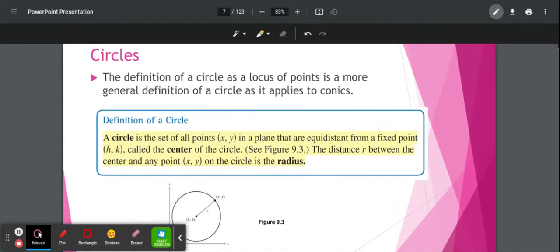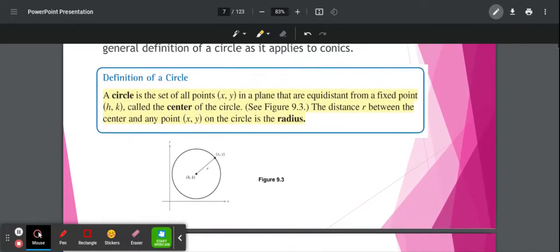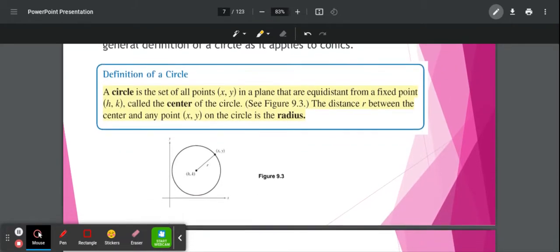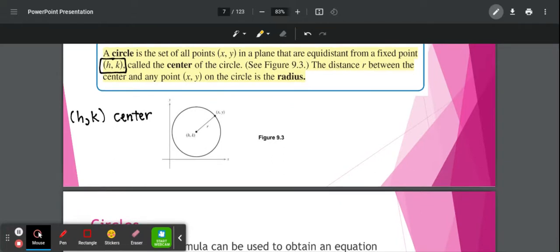The definition of a circle is a locus of points. A more general definition is that all of the points are equidistant from the center. In this case, (h, k) is the center. So if we're making a list, we know that (h, k) is the center of the circle, and that the distance r between the center and any point is the radius.